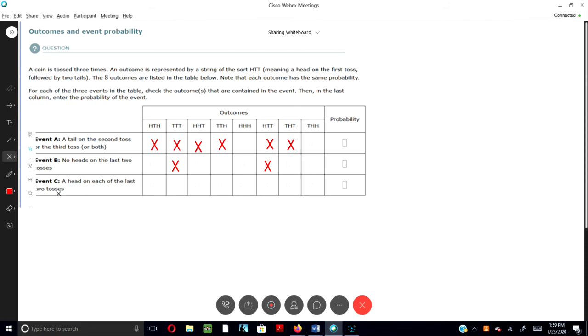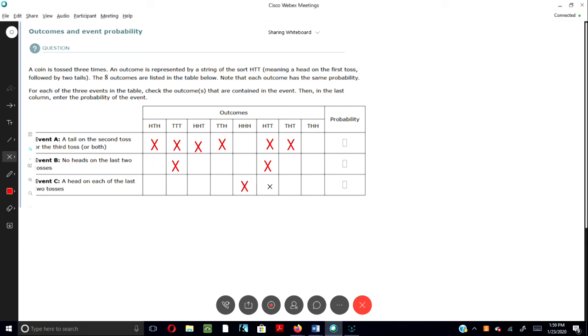Okay, so event C: a head on each of the last 2 tosses. So that means that there's going to be a head on the last 2 tosses. That's what we're looking for. This one only has a head in the third toss. No heads there. This has a head on the second, but not the third. This one has a head in the third, but not the second. This one has a head in the last 2.